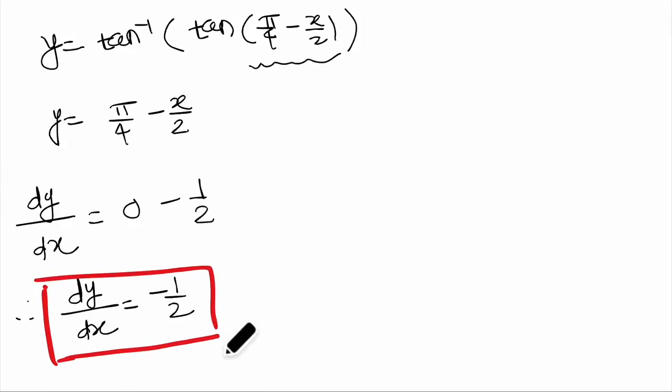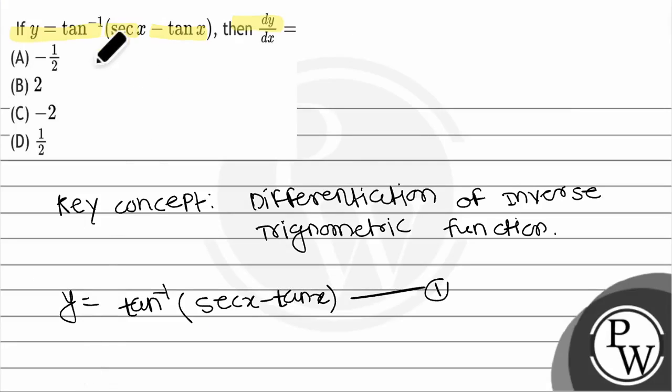So let's check which option is correct. Minus 1 by 2, option number A is the correct option.